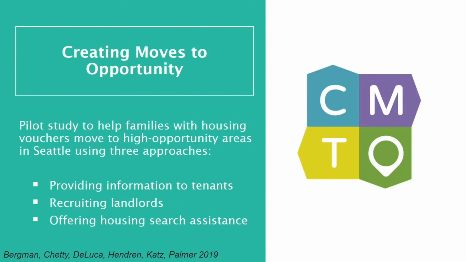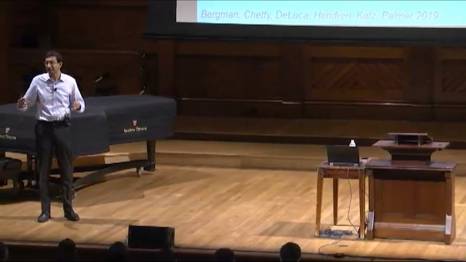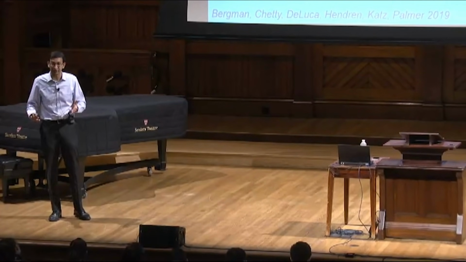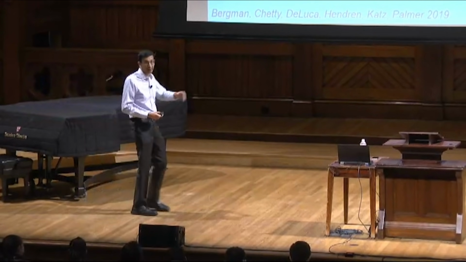And so importantly, the way to think about these interventions is that they're incredibly low cost relative to the cost of the vouchers. So the vouchers are $10,000 a year. A family could use that voucher over 10, 15 years. It would add up to like $150,000, something like that, that the government is spending.